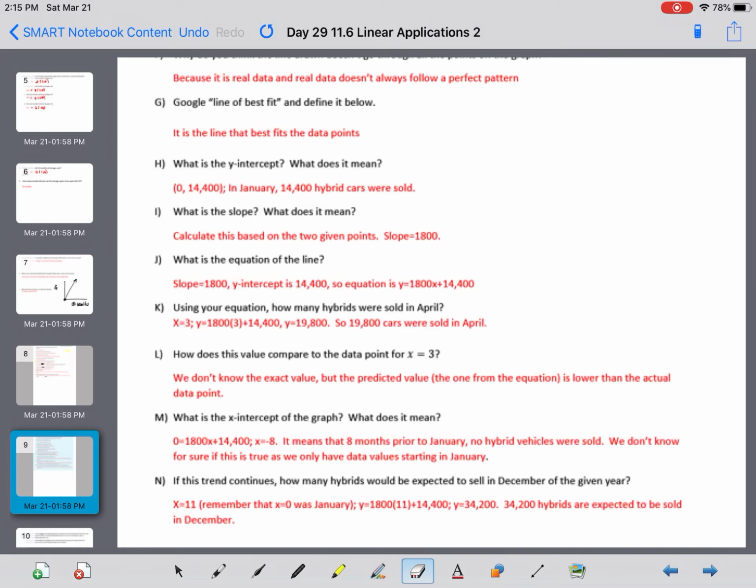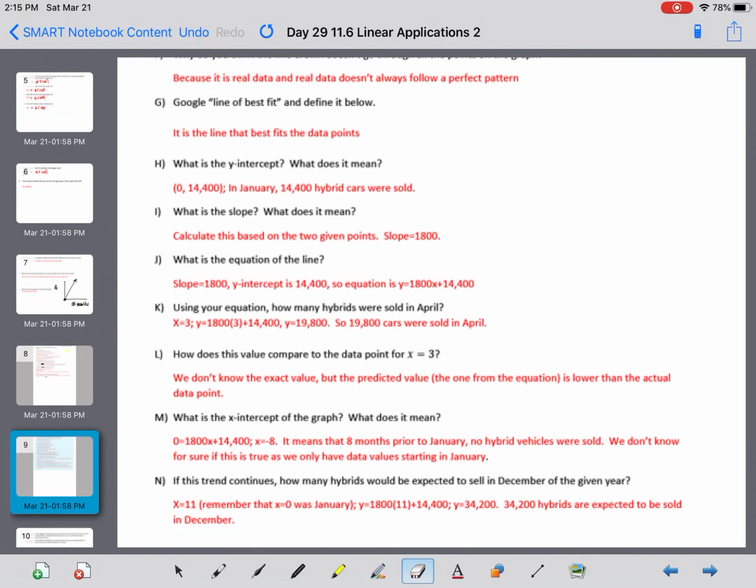What is the x-intercept for this? So plug in y equals 0 and solve the equation. I got x equals -8. So this would mean that 8 months prior to January, there were no hybrid vehicles that were sold. I don't know if this is true or not because my data values only start in January, but that's what it would mean in this context if there was one.